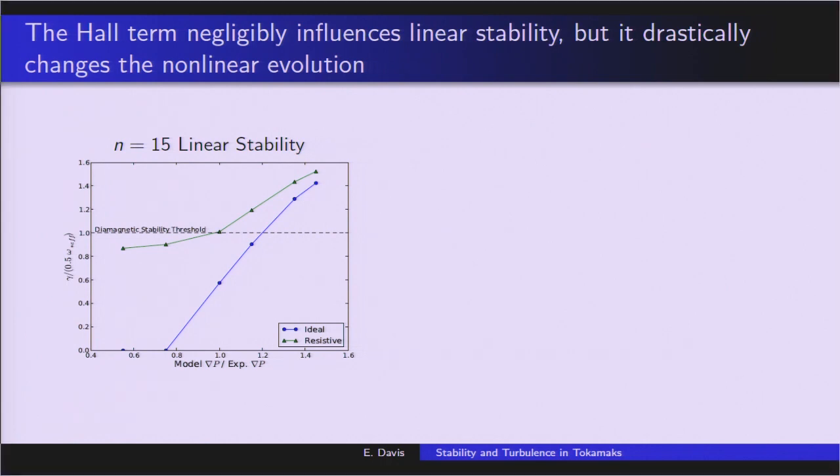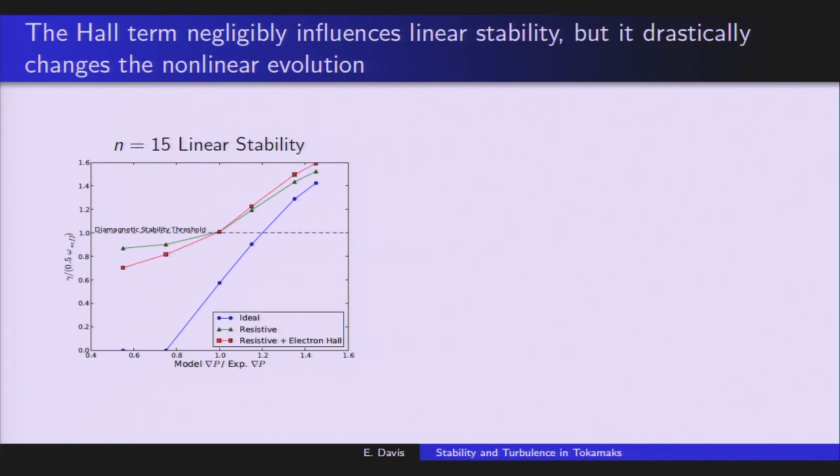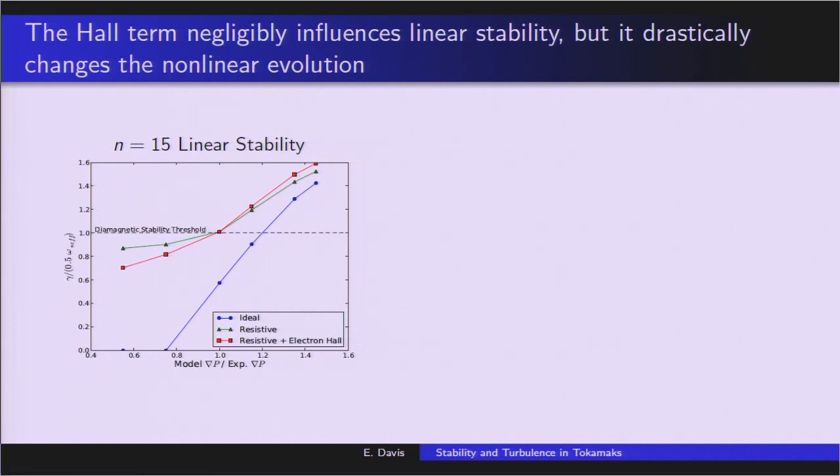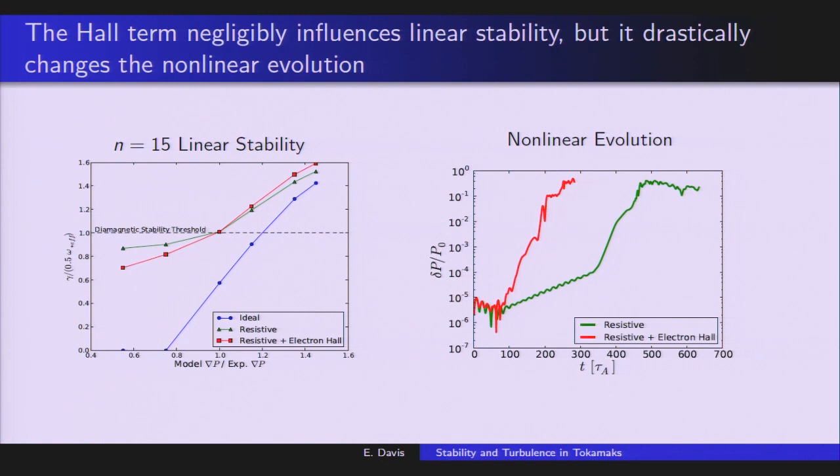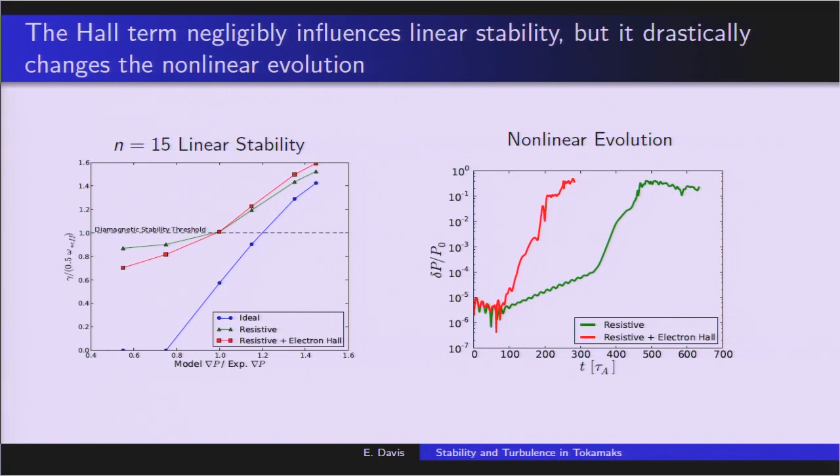This is just the previous stability plot we saw, and if you overplot the stability when you add in this drift wave, or this Hall term, we get this red curve. And again, it just sits right at that stability threshold. Things don't really change much in the linear perspective. But if you look at the nonlinear evolution, things change dramatically. Green is what we had seen before. This is just the time history. This is the size of the pressure perturbation versus time.